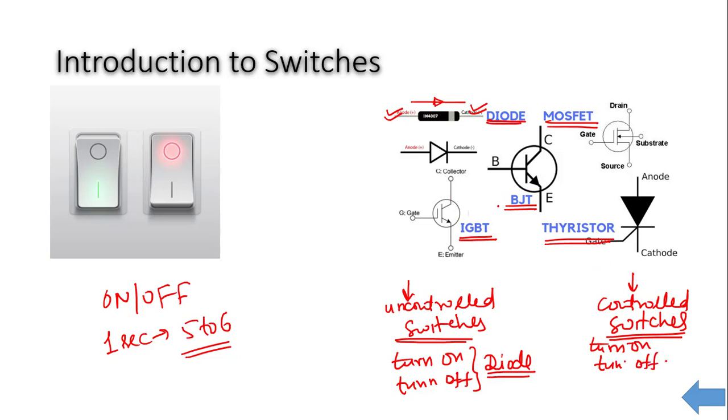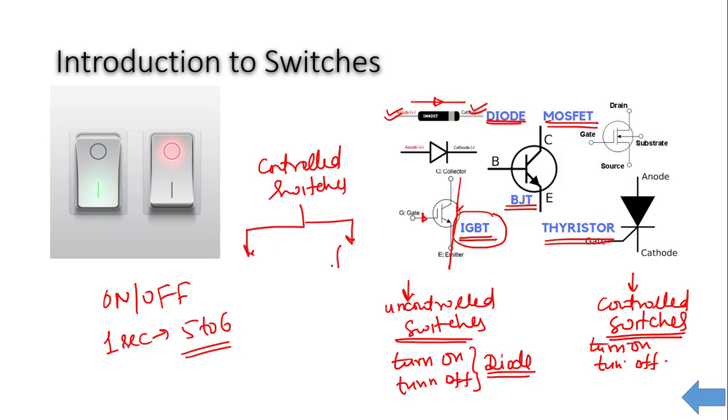For example, I will take the example of an IGBT. Once you provide the gate current over here, the IGBT will work. Means there will be a flow of current from collector to emitter. And if you are not providing this gate current, the IGBT will not turn on and will not conduct. So you could say an IGBT is a controlled switch. Controlled switches can be further divided into two parts.